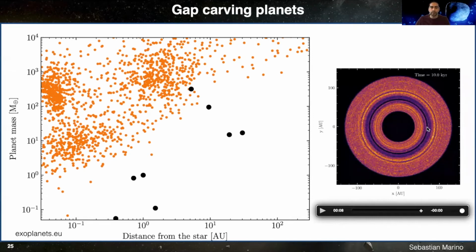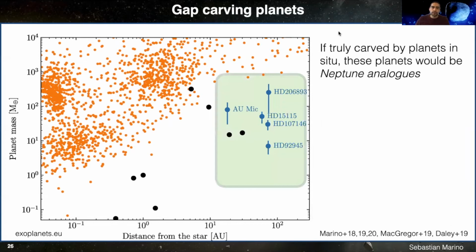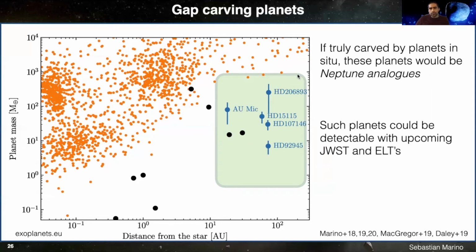So if we use the information from the observations and try to infer what kind of planet could have produced the gaps that we have found, what we find is the following. Those planets should have a mass that is within these ranges and at distances from the star that are shown by these dots. So if truly carved by planets in situ, those planets would be Neptune analogs, more or less. Okay, with masses ranging between Neptune and Saturn, perhaps. So we are starting to probe perhaps this region finally through debris disk observations. Hopefully, such planets could be confirmed and detected with upcoming instruments like JWST and the ELTs in the coming decade.